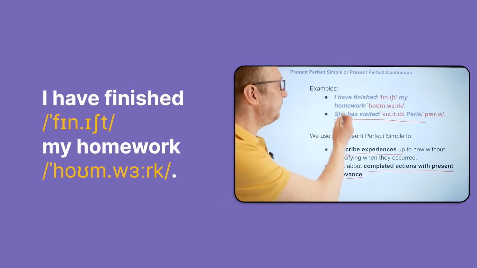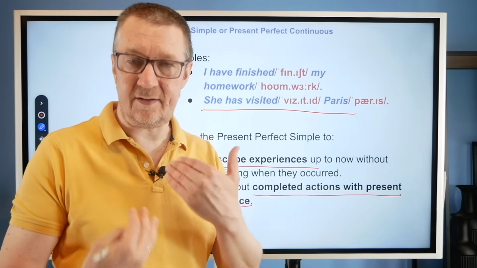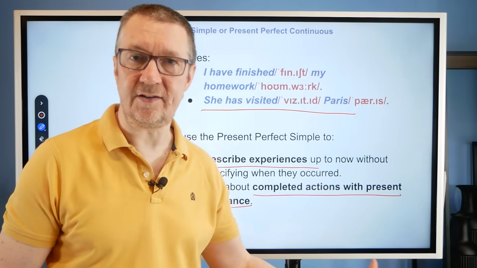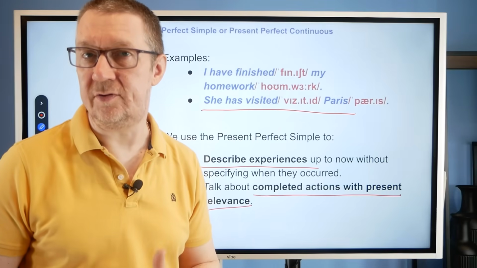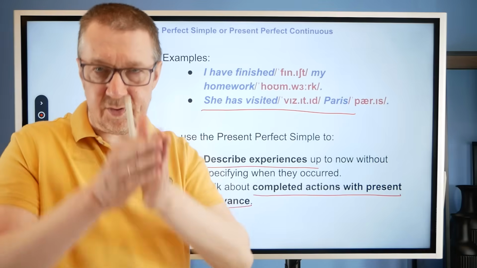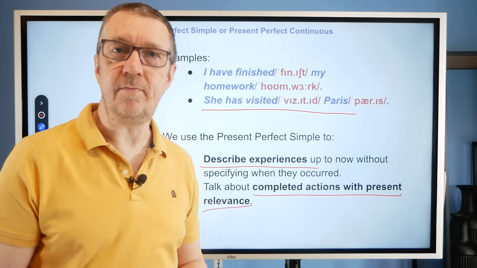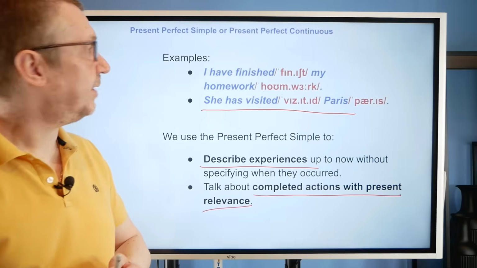Okay, so also I have finished my homework. It means I don't have to do it now because I am in the state in which it is finished. It maybe happened in the past, but it's important now because I don't have to do it, right? So think about whether that thing in the past is important today. And if it's important in the moment, then that's when you use it. That's when you use the present perfect simple.